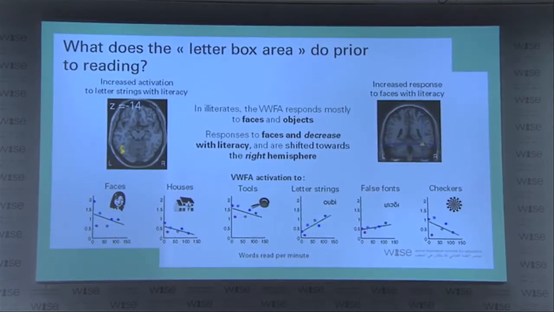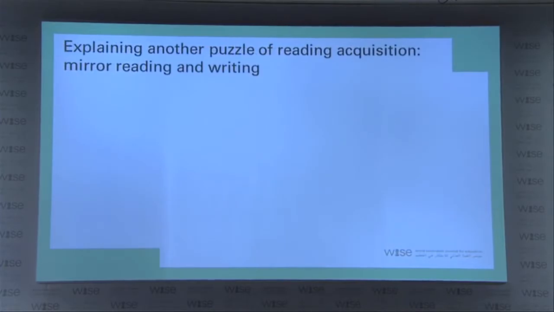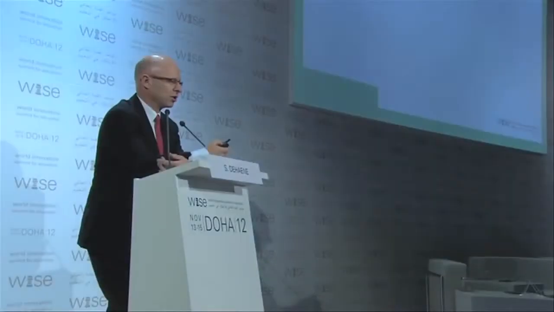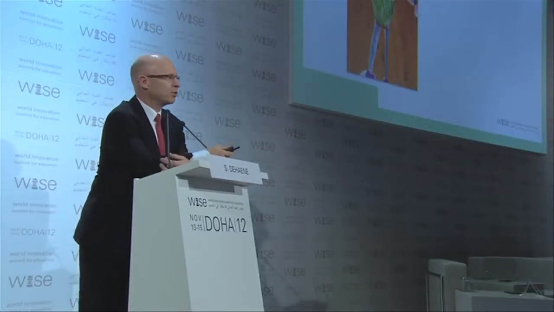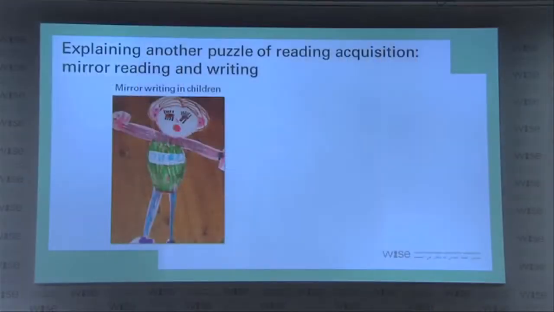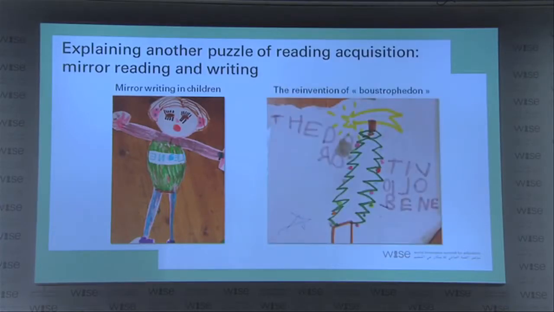Thanks to this understanding, we can also explain puzzles of reading acquisition. And one puzzle which we have been able to explain from the brain's point of view is something you might have seen in your children, which is this notion of mirror reading and writing. Many children, when they sign their drawings, will write their names in the improper direction, from right to left in this case. Here is another example of a child who has written Theodore ti voglio bene, okay?